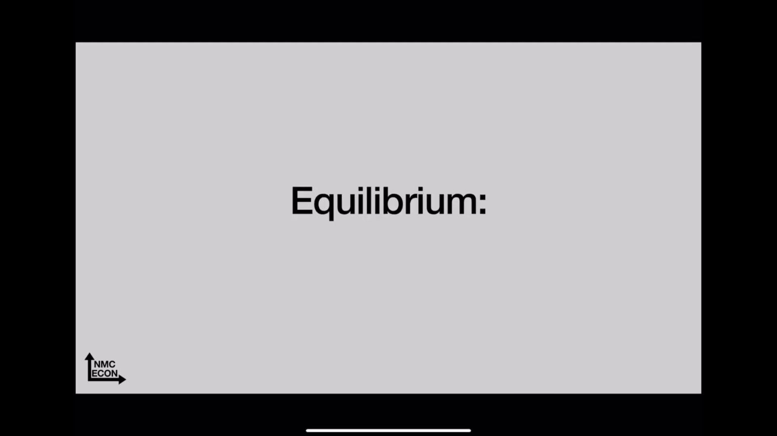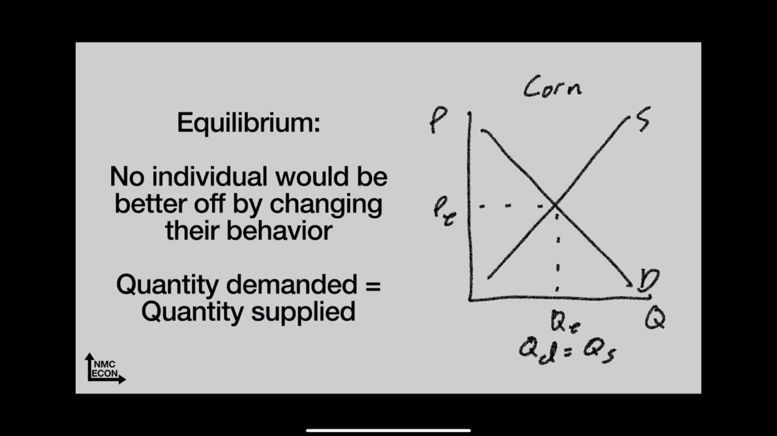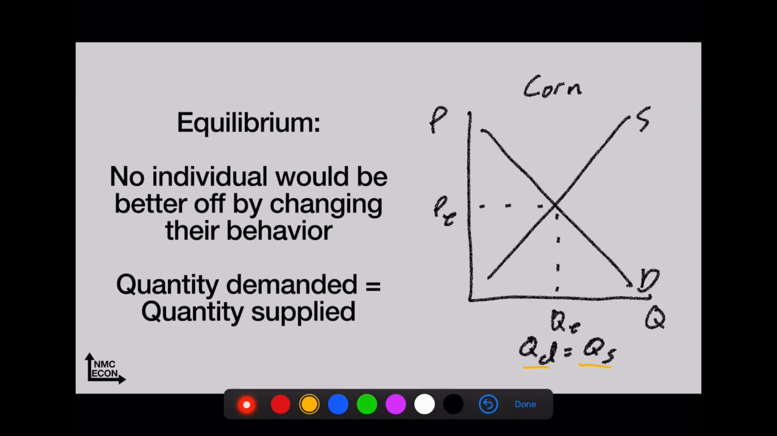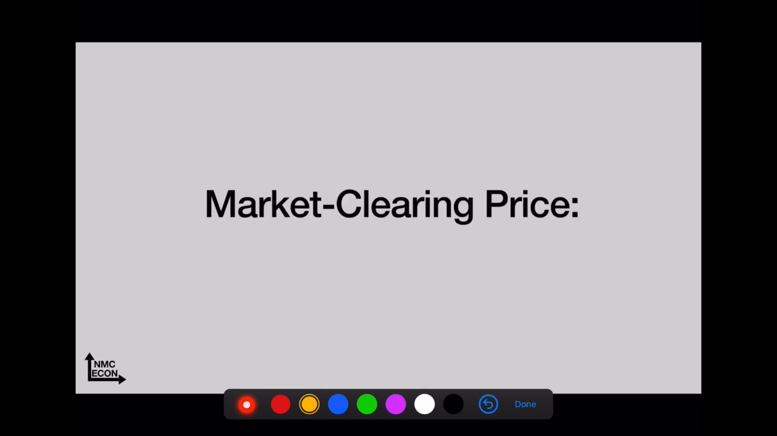Equilibrium. Equilibrium occurs when no individual would be better off by changing their behavior, maybe adjusting price or consuming more or less, doing something different. Graphically, it occurs when QD equals QS, no shortage, no surplus.